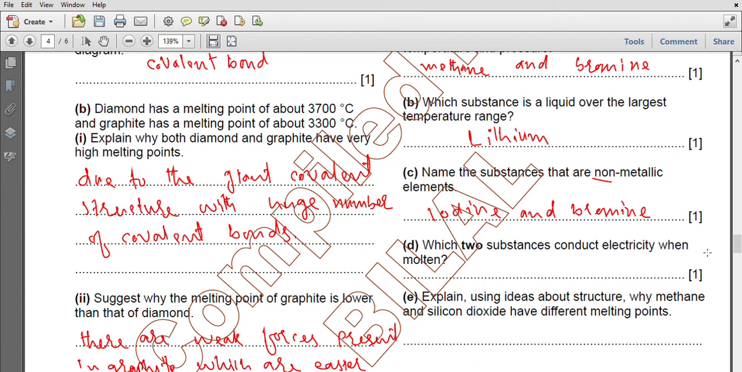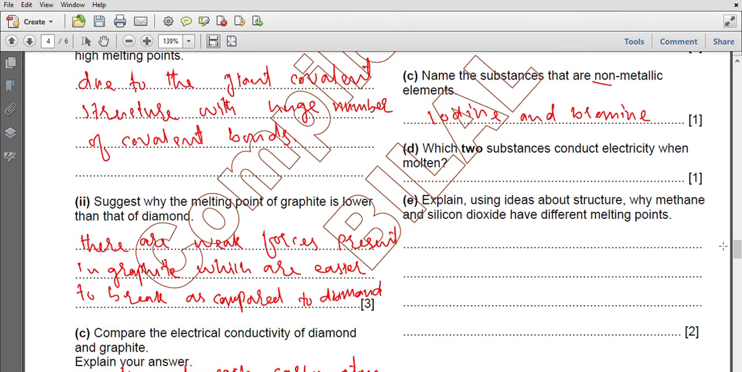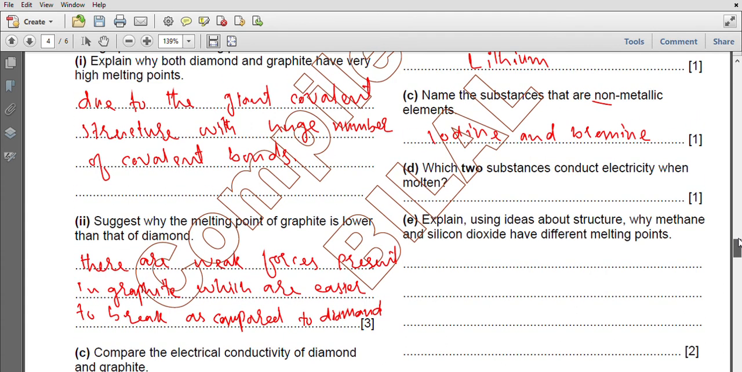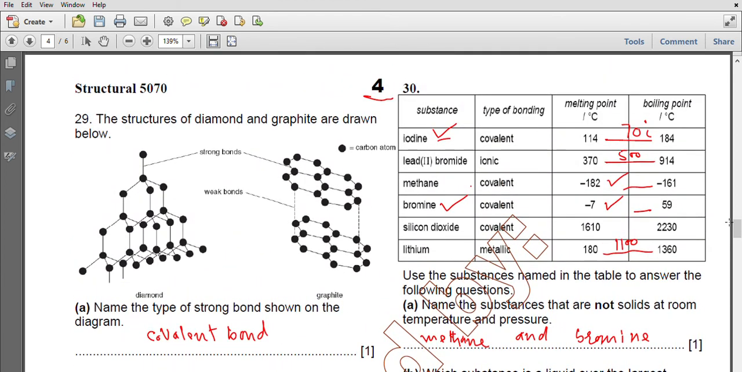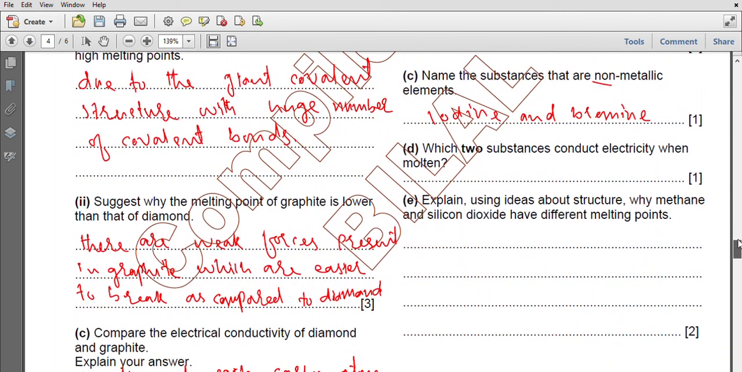Which two substances conduct electricity when molten? Metallic and ionic compounds are the only two kinds of substances which can conduct electricity in the molten state. So lithium, and here we have to choose the ionic one, which is lead 2 bromide. Again, you have to recall the general properties of ionic, covalent and metallic substances. You can easily understand.